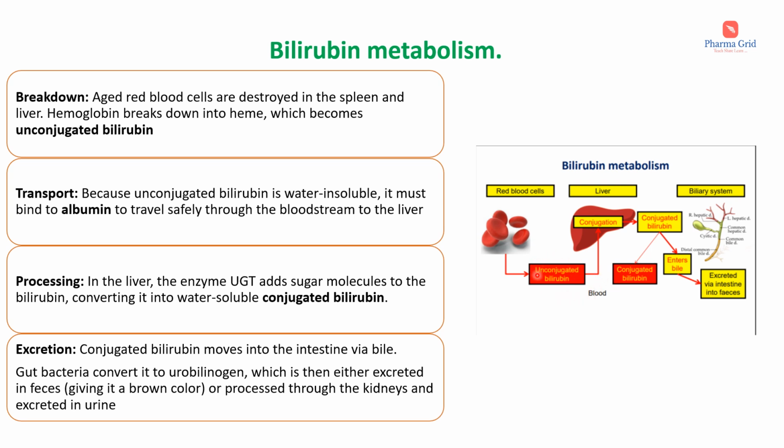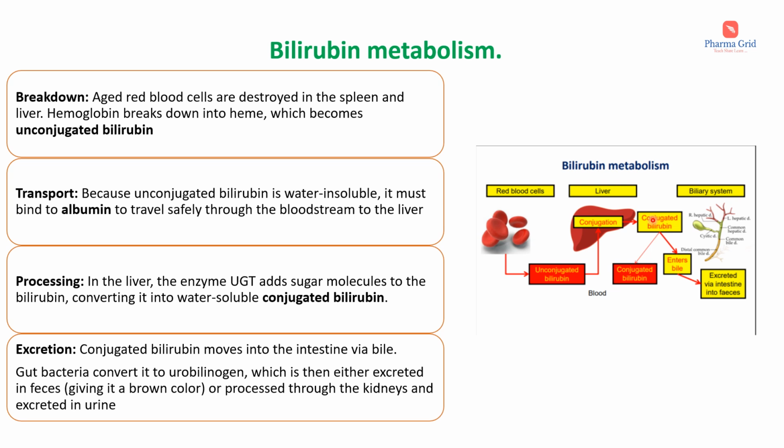The next step is transport. Because this unconjugated bilirubin is water insoluble, it must bind to albumin to travel safely through the bloodstream into the liver. The next step is processing. In the liver, the enzyme UGT, that is UDP glucuronosyltransferase, adds sugar molecules to the bilirubin, converting it into water-soluble conjugated bilirubin.